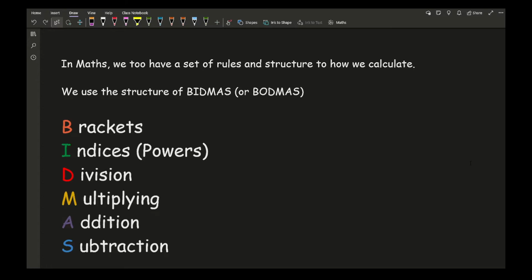So for example, if you see brackets, that always takes precedence. So you always do whatever's in the brackets first. If you see powers, you work them out first. If you see division, multiplying, you work them out. And then if you see adding and subtracting, you tend to do that bit last. So it is important that you use this as a checklist when you're working through these things, and whatever numbers are captured between these particular operators, then that's what you need to do in that particular order.